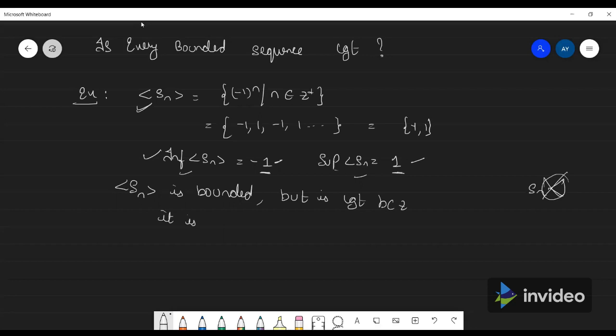So we can conclude that every convergent sequence is bounded, but the converse is not true. That is, every bounded sequence need not converge.